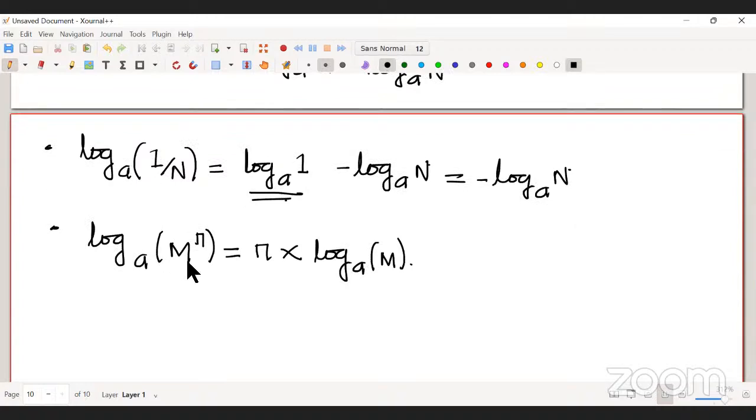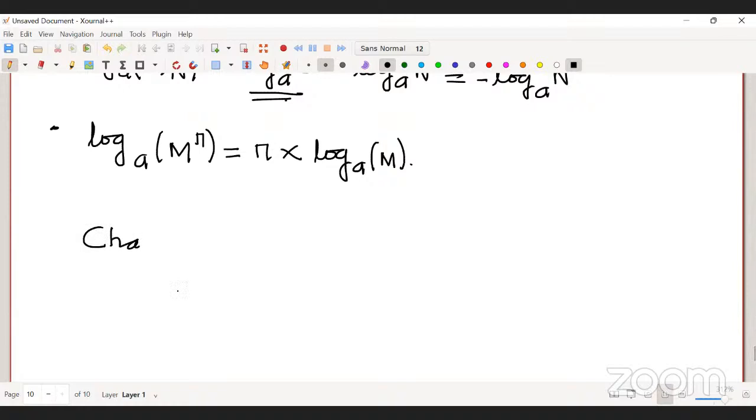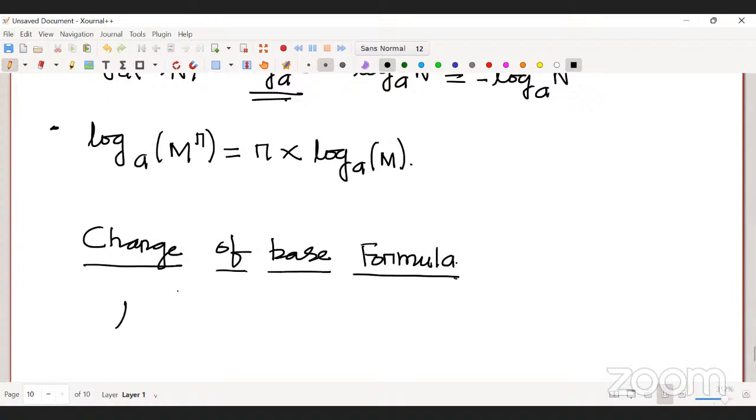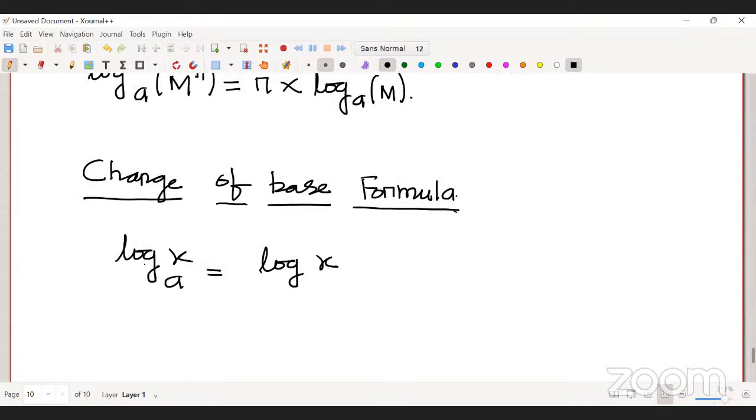The last property, which is quite useful, is the change of base formula. What it basically says is log x base a, I can write as log x upon log a, where the base is something like, let's say, m. Divided by log a base m. So this is quite useful.